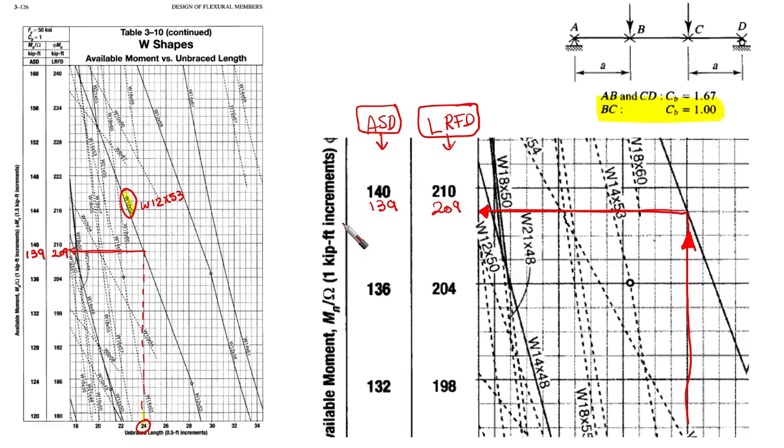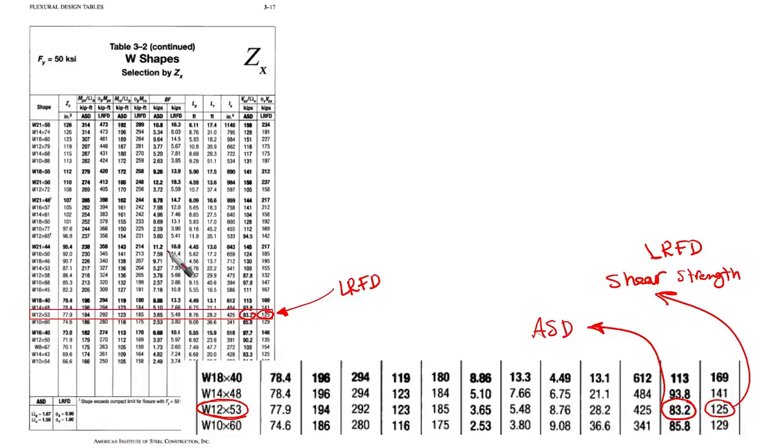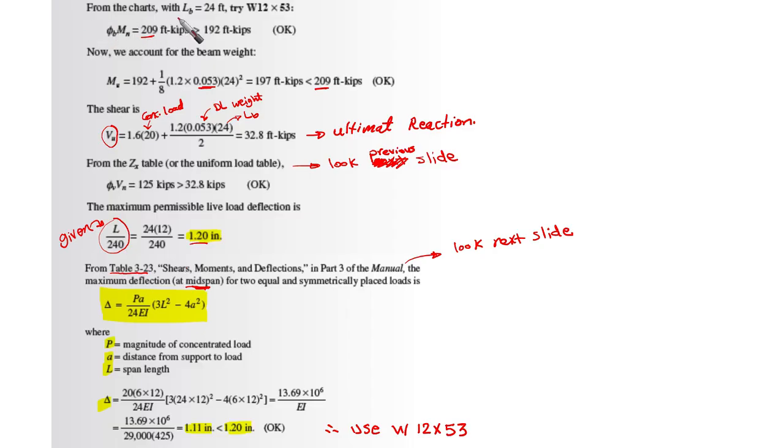Please stop the video and go to the charts now. Check the wide shapes, available moment versus unbraced length. Go to the unbraced length on the horizontal axis and find 24 feet. Then go up until you reach the first solid line here. So from the charts with Lb equal to 24, try W12 by 53. Let's go back here.